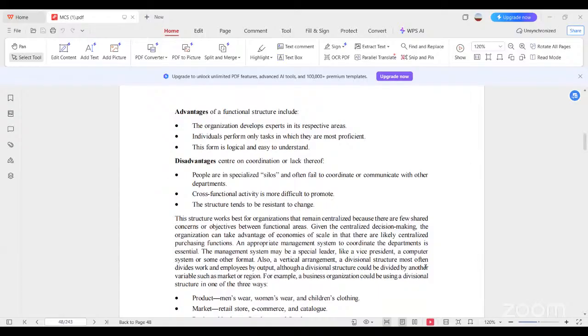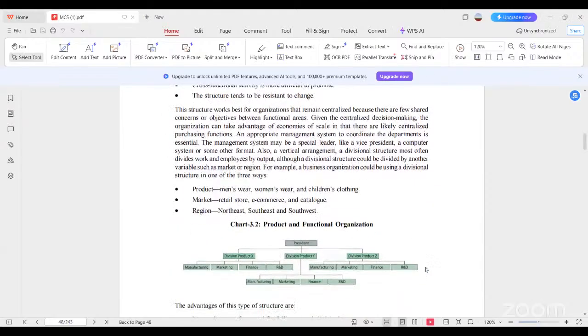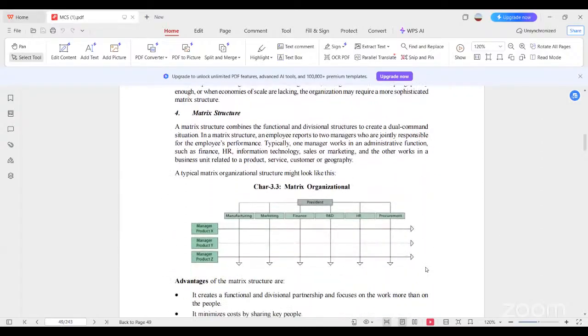So this structure works best when the organization is centralized, when the products and services are stable, and where there is limited need for cross department collaboration. Ultimately, it also allows some economies of scale, such as centralized purchasing. To overcome these coordination issues, organizations should use VPs, general managers, management information systems, or committees and coordination teams. Next is your divisional structure.